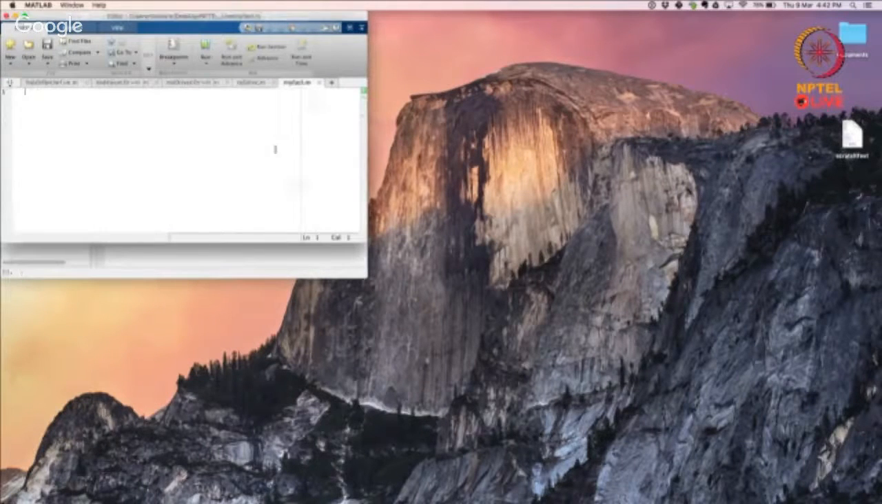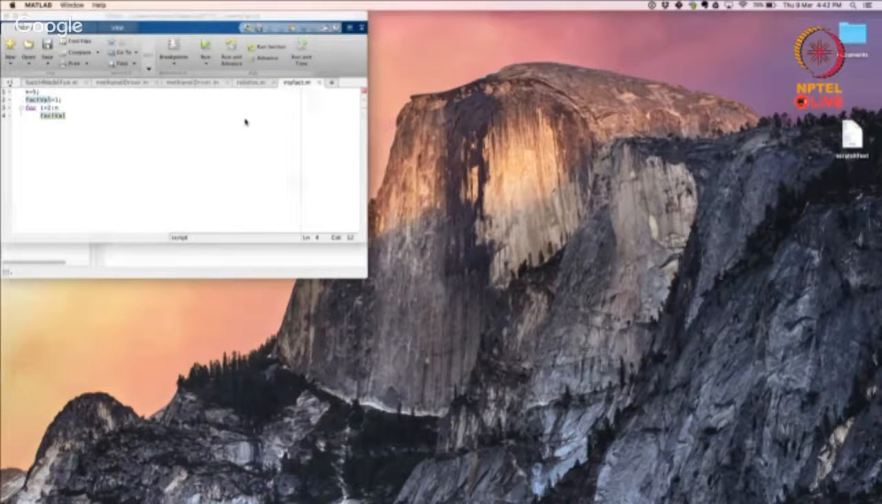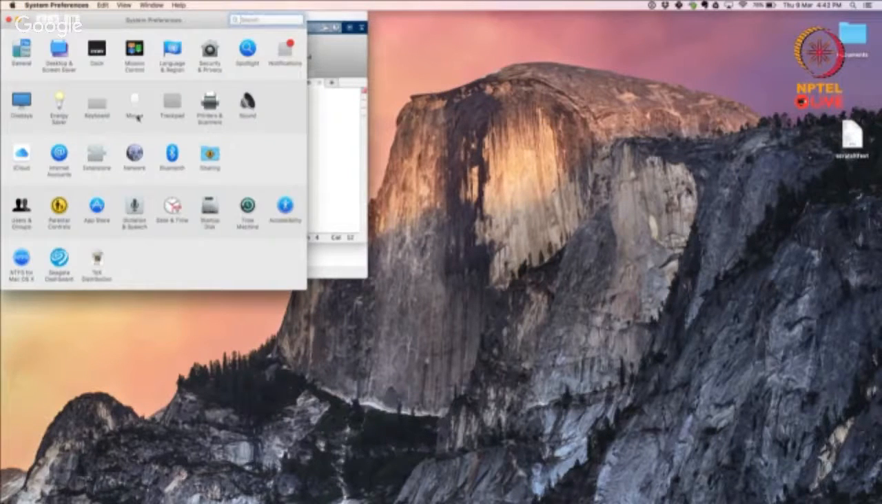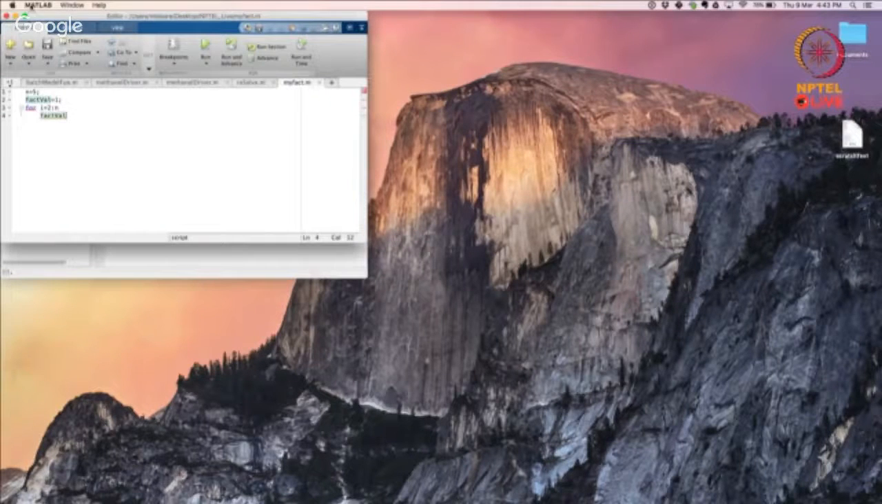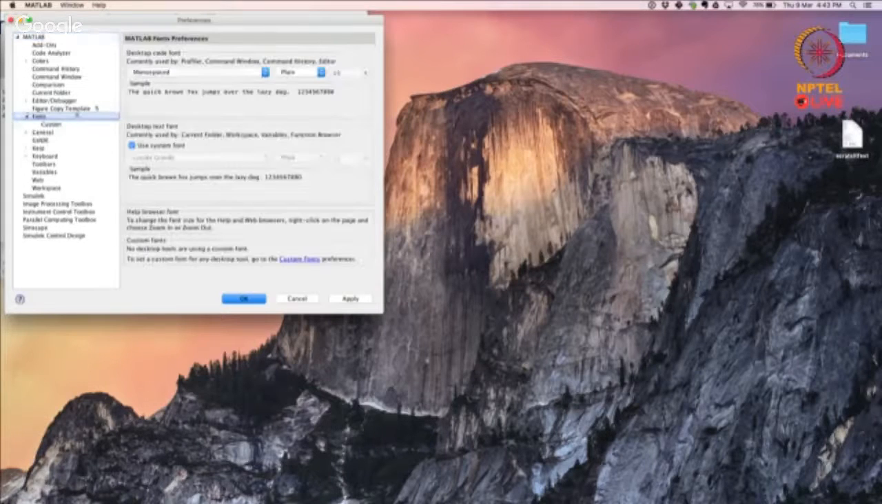Let's say n equal to 5, fact val equal to 1, for i equal to 2 to n. Yes, I think the people here have told me that the font size is too small, so let me just increase the font size. Sorry, that's not the one. Font size.